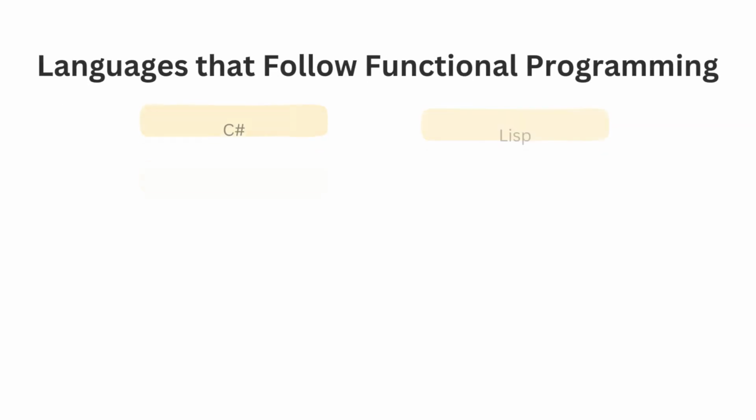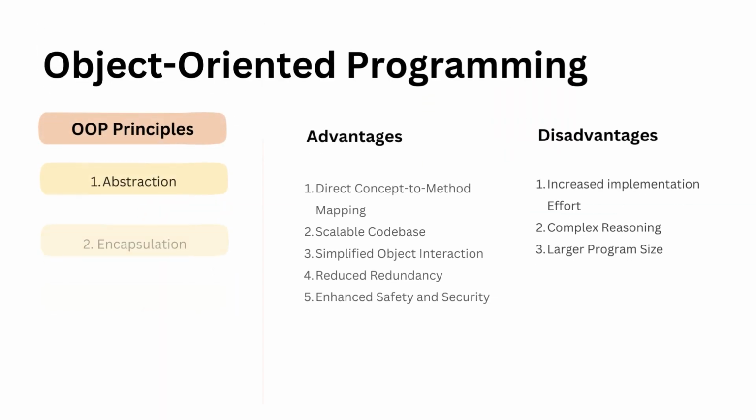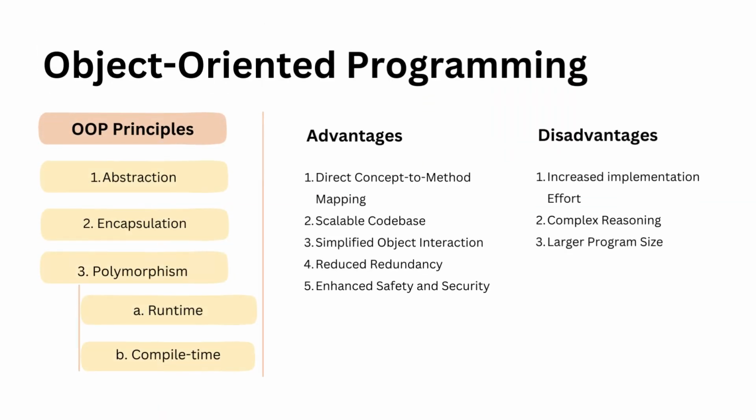Let's take a quick look at some programming languages that embrace functional programming principles, including Lisp, Haskell, Scala, Julia, R, C++, Python, Java, C Sharp, and Swift. In the next section, we'll be talking about object-oriented programming. It is a powerful paradigm and it's built around some key concepts that we're about to explore.